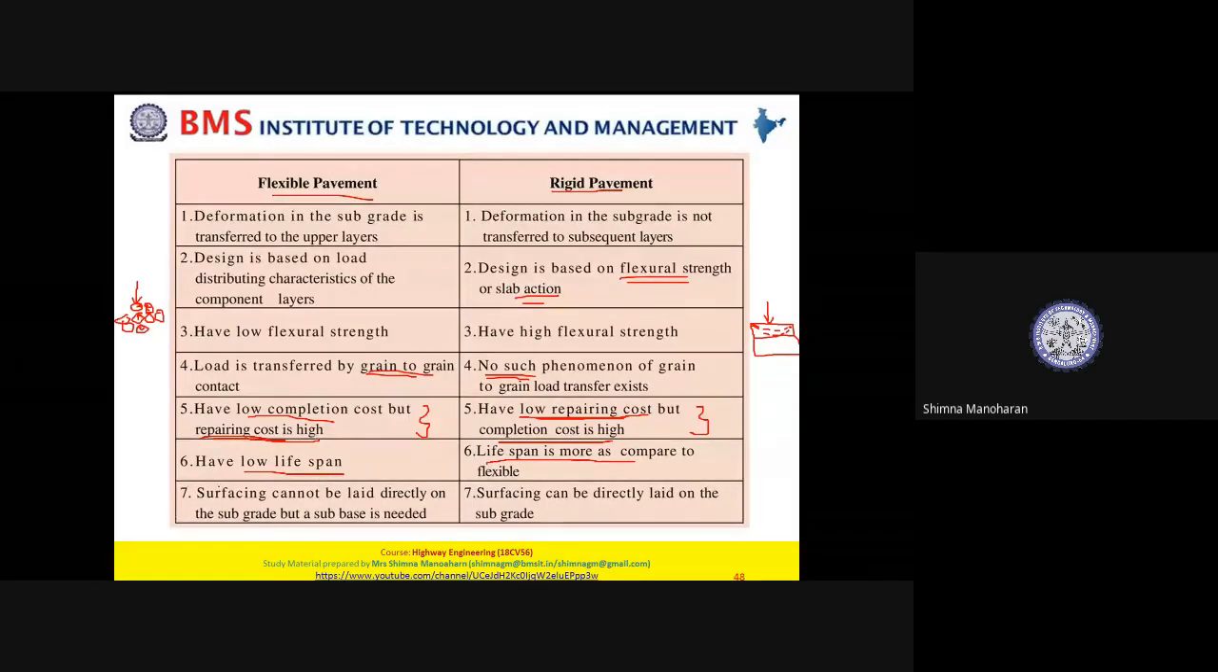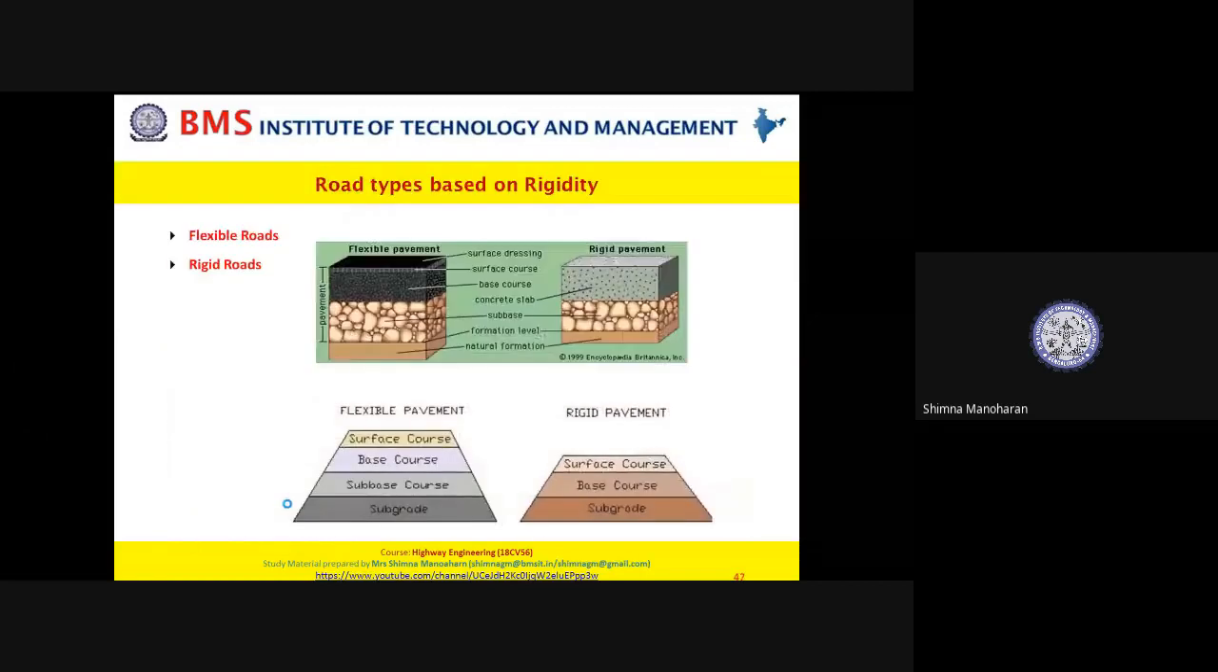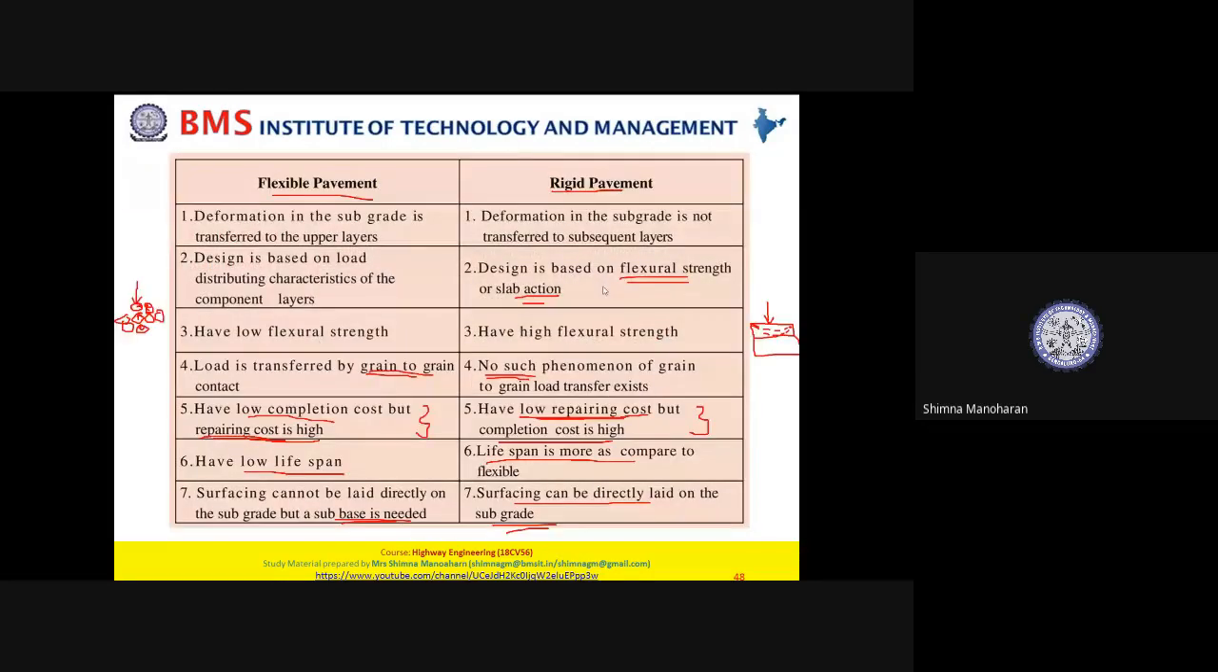So in flexible pavement, the surfacing cannot be laid directly on subgrade, but a subbase is needed. Whereas in rigid pavement, the surface can be laid directly on the subgrade. So here for a flexible pavement, you need to have a subbase to place a surface course, whereas in rigid pavement, directly over the subbase, you can place the concrete slab. That concrete slab itself acts as a surface course. Okay, so this is the difference between flexible and rigid pavement. This table is important, and I will be sharing more points on the difference between flexible and rigid pavement.